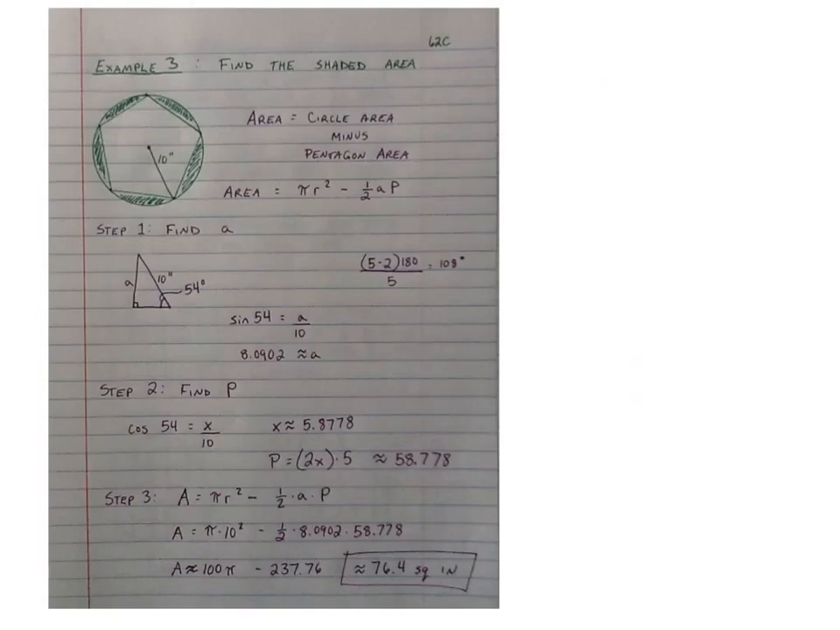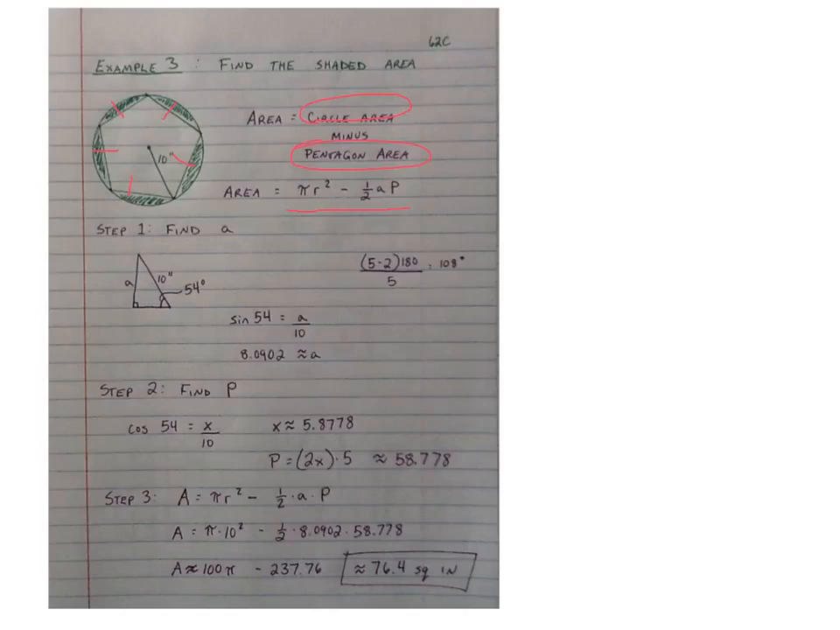Here you're asked to find the shaded area, and in this diagram the shaded area would be the area of a circle minus the area of a regular polygon. And I didn't draw it on here, but it's assumed that this polygon is regular. So we need to figure out first what is our circle area, and then find our pentagon area. And if we subtract those, we will get our shaded area.